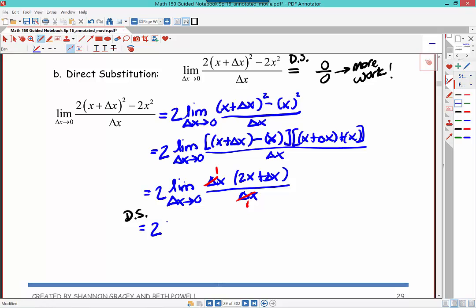So we'll get 2, and then this is using direct sub, 2 times 2x plus 0. So in for delta x, I put 0. And we get 4x, and we're all done. How'd you do? Awesome! I knew you could do it.